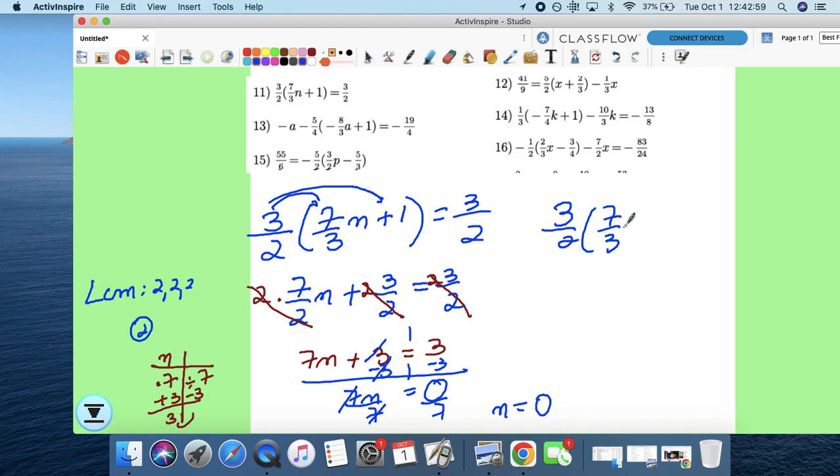7 over 2, and I'm going to put times 0 plus 1 equals 3 over 2. 7 over 2 times 0 is 0, so that goes away. So inside the parentheses, you're just left with 1. And 3 over 2 times 1 is just 3 over 2. Okay, so that's it.